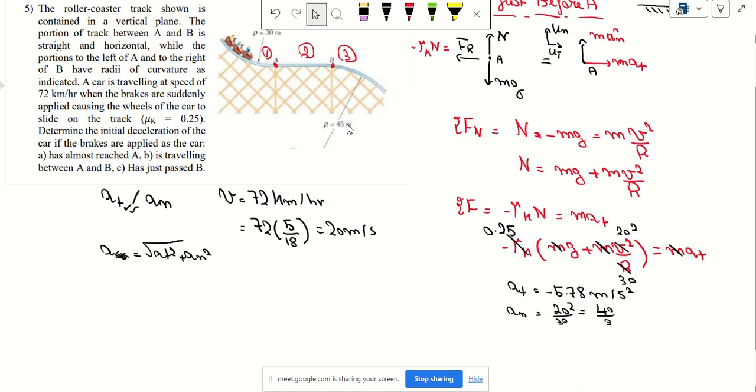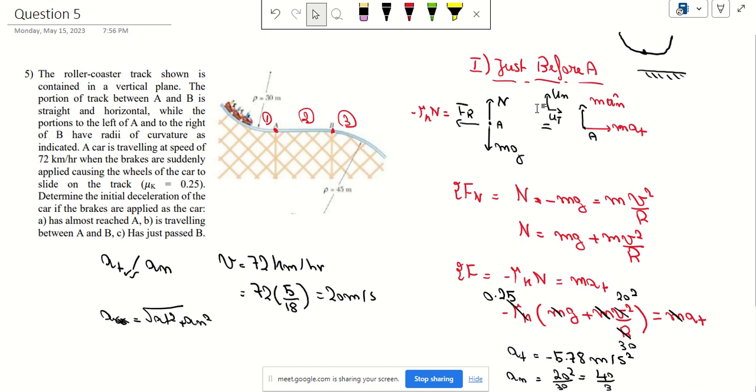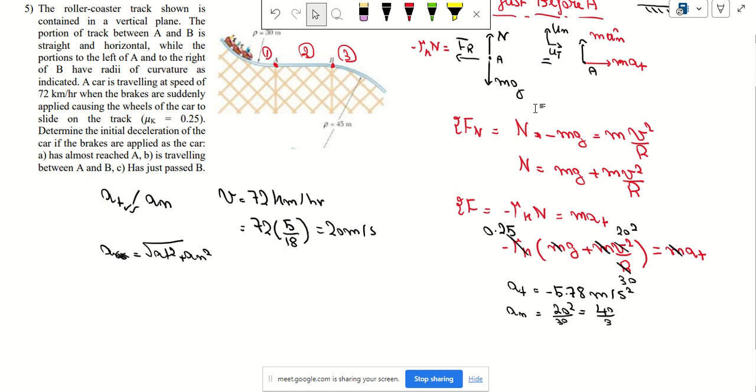Okay, let's go to the second part. This is the first one, just before A. Here is a simple question: how do you get a_n equal to 40 over 3? Just like that, it equals v squared over rho, which is 20 squared over 30, which is equal to 40 over 3.